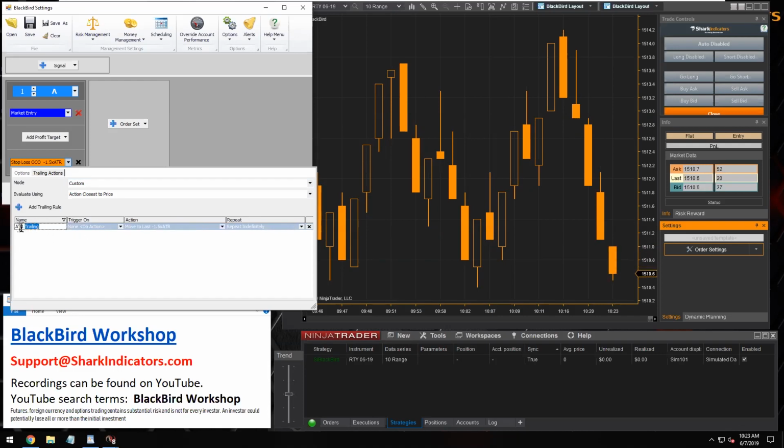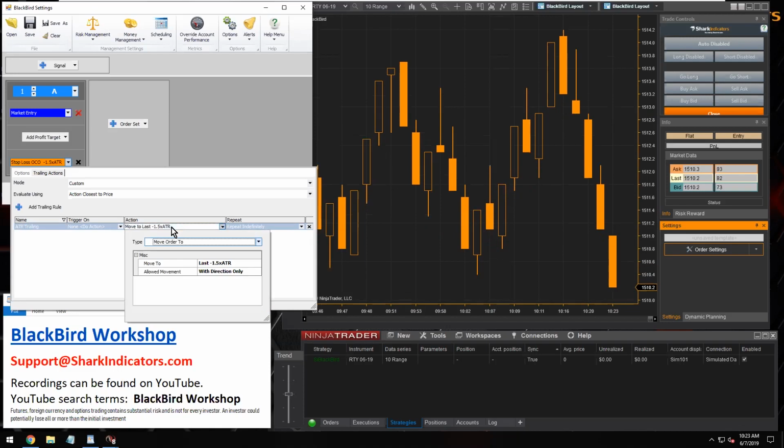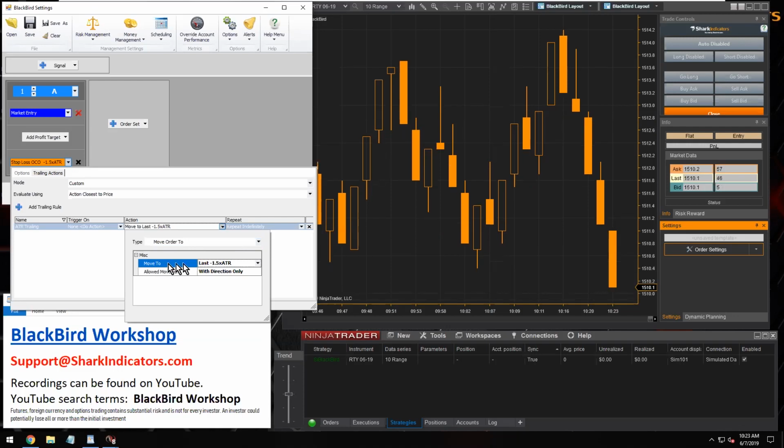So we have the name ATR trailing. If we go into the action, the action column is what's calculating the stop loss price. We can see here that the action is going to move the stop loss. And so what are we doing? We're taking the last price and then subtracting that 1.5 ATR from it.